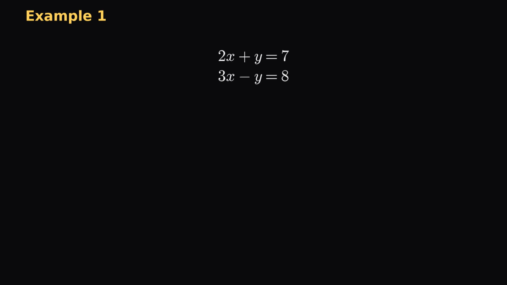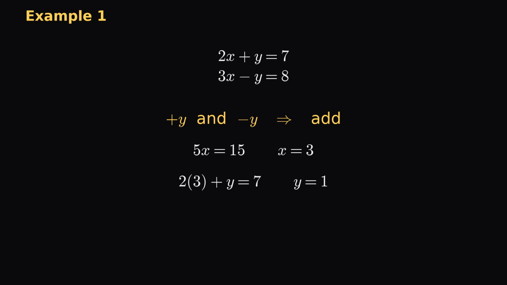Example 1. The pair from the start, written out properly. 2x plus y equals 7. 3x minus y equals 8. The y coefficients are plus 1 and minus 1. Opposite signs, so add. 5x equals 15. x is 3. Back into the first equation. 6 plus y equals 7. y is 1. Now check, in the second equation, which is the one we didn't use for that. 3 times 3 minus 1 is 8. Correct. So x is 3, y is 1.